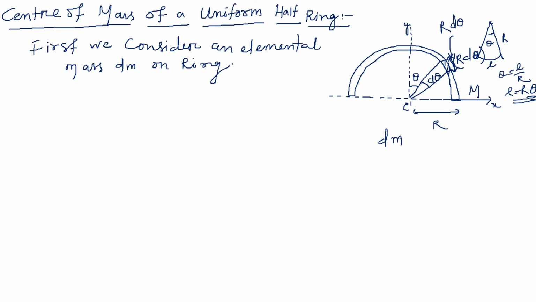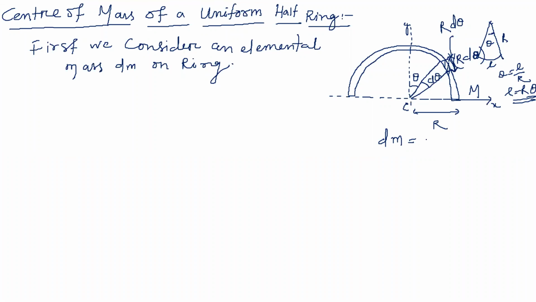Let the total mass be uniformly distributed over the angle of 180 degrees. That means if it is 10 kg and it is divided over 180 degrees, then how much will it be in a small angle?